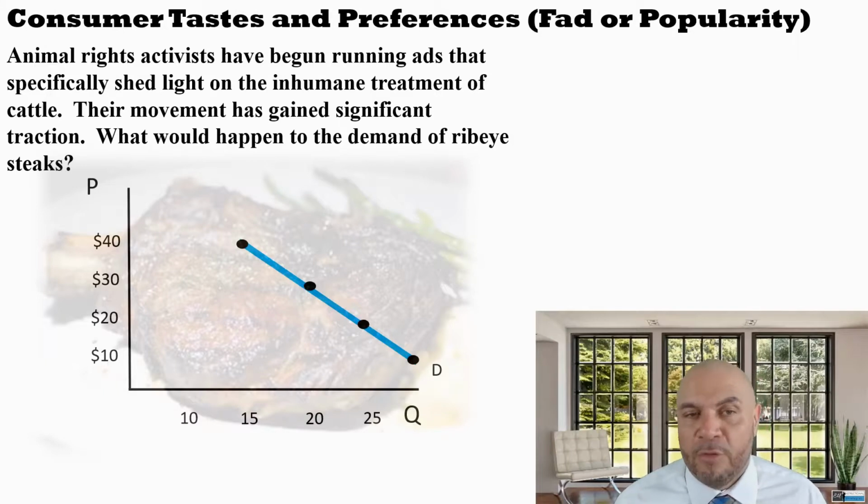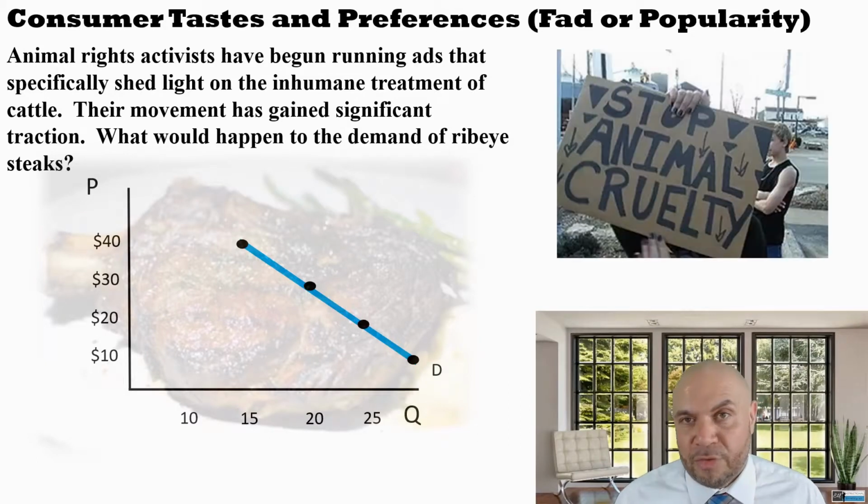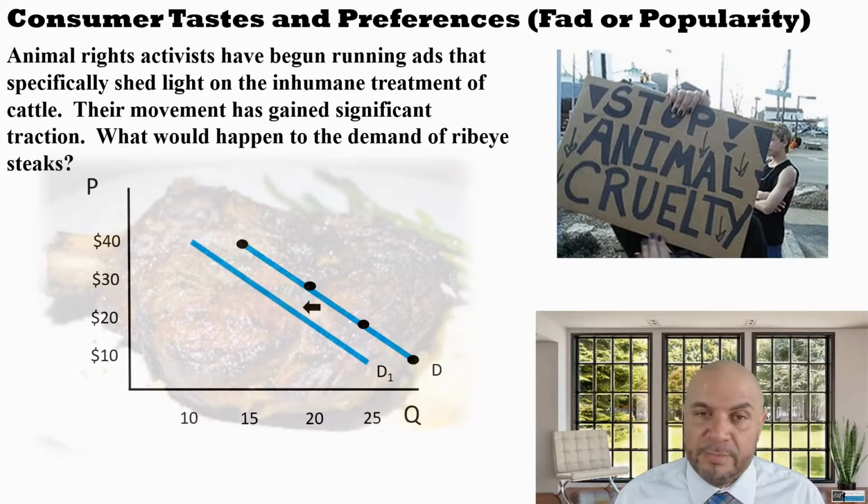demand for ribeye steaks? So think about this. You've got an animal rights group that is protesting. They're trying to bring attention to their cause regarding the inhumane treatment of cattle. Where do ribeye steaks come from? Cattle. So therefore, what's going to happen to the demand for ribeye steaks? You guessed it, it will decrease because they're going to become less popular. People are not going to eat as many steaks because it's not popular to do so.